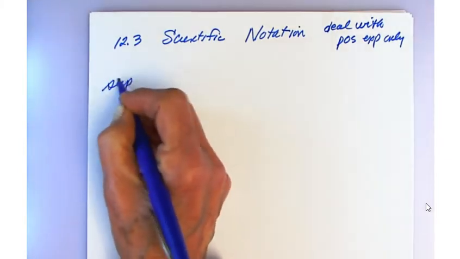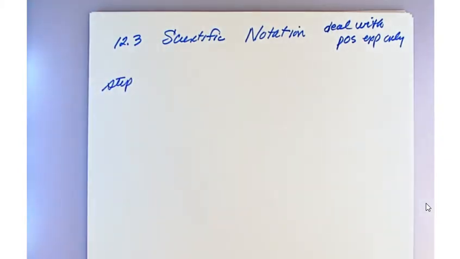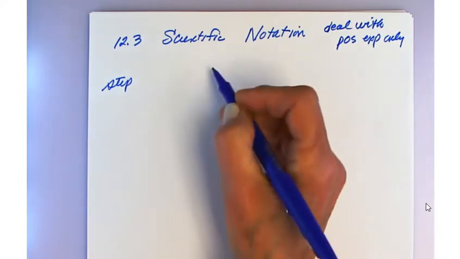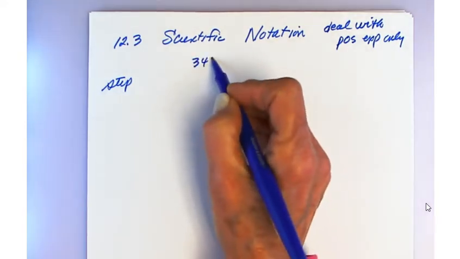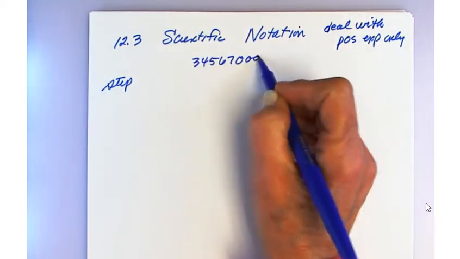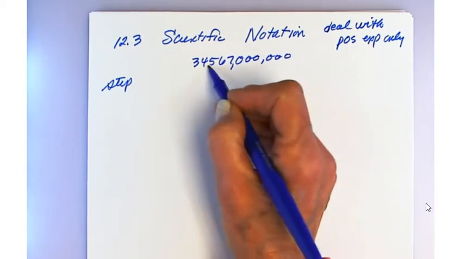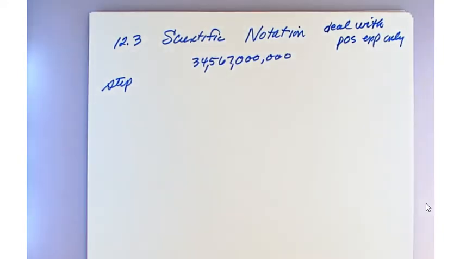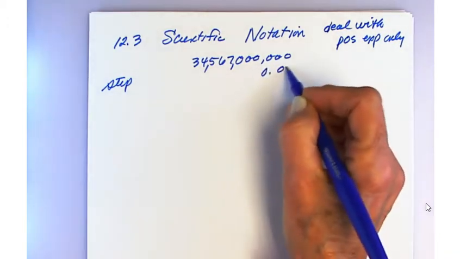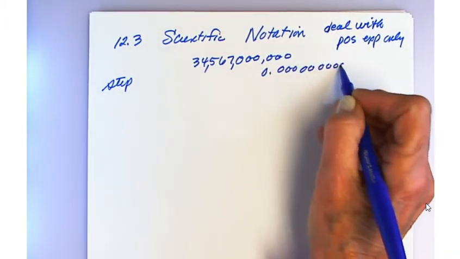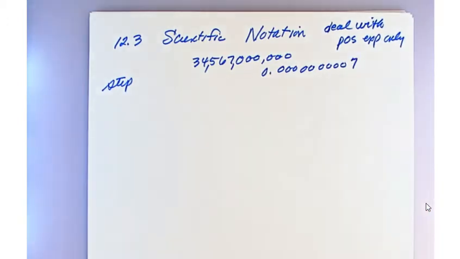And what do we use scientific notation for? We use it to take an extremely large number, 3, 4, 5, 6, 7, 0, 0, 0, 0, 0, 0, a number like this, and make it more manageable, or an extremely small number, something like this, and make it more manageable. I mean, we just can't work like that in science. We have to have it in a different notation.